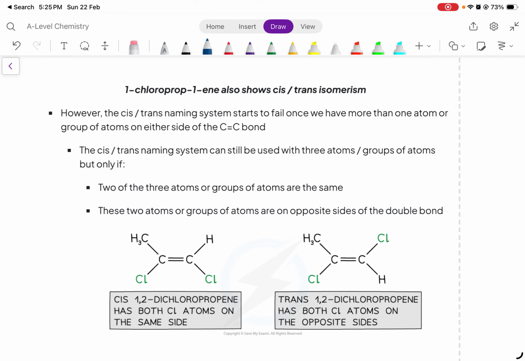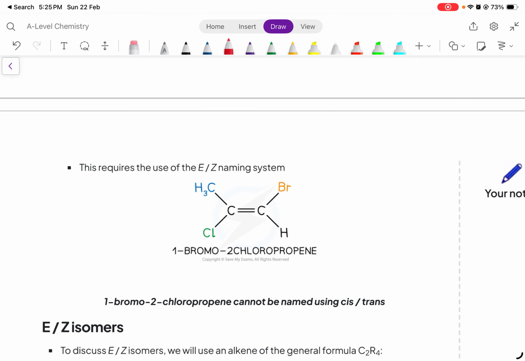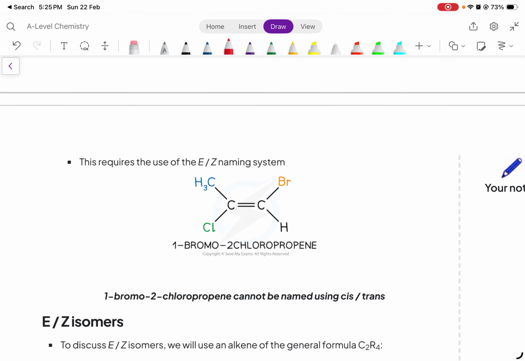Okay, so if we have a naming system, it will start to fail if we have more than one atom group on either side. So these two are fine, but for this one, it does require a new name, because we have three different atoms in total. So we must have a new naming system for it, and that's where we introduce E and Z isomers.